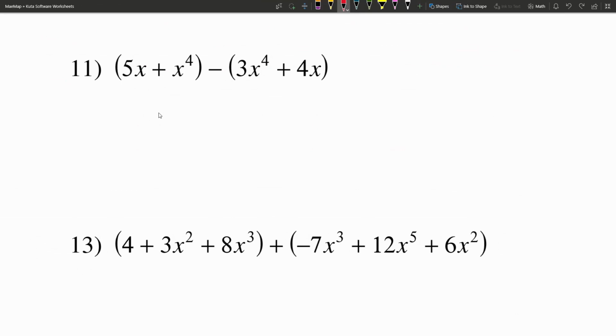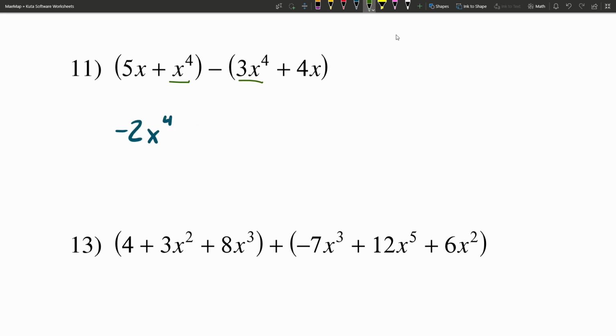In number 11, we have two binomials that we're combining through subtraction. So we're going to need to pick out our like terms and combine. So our highest degree is x to the 4th, so I'm going to combine my x to the 4th with this 3x to the 4th. Notice that it's subtracted, therefore x to the 4th minus 3x to the 4th is going to result in a negative 2x to the 4th.